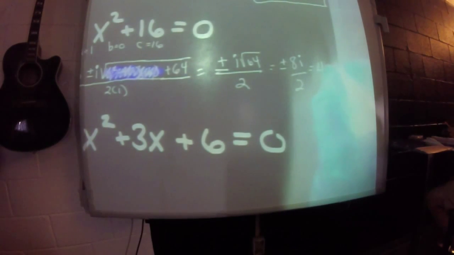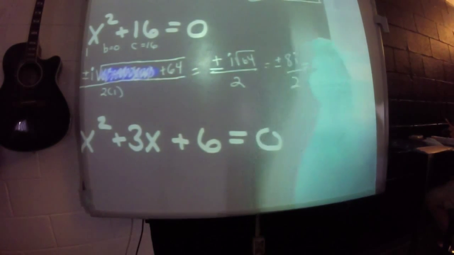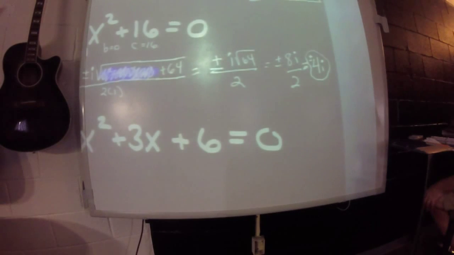Equals 4i. Would it be plus or minus 4i or just 4i? Oh yeah, plus or minus 4i. It's plus or minus 8i over 2, so now it's going to be plus or minus 4i. And if you're looking at multiple choice, that's what you're looking for. Plus or minus 4i.